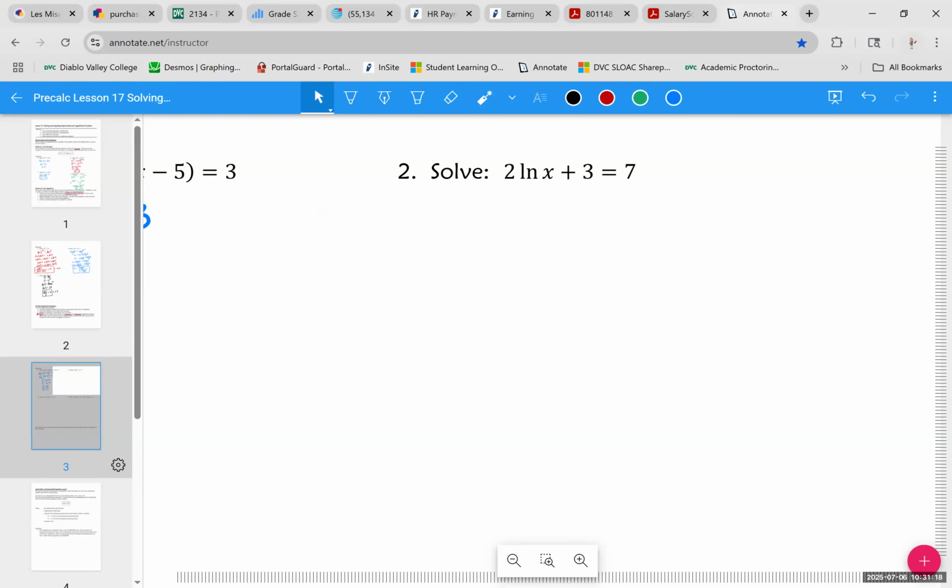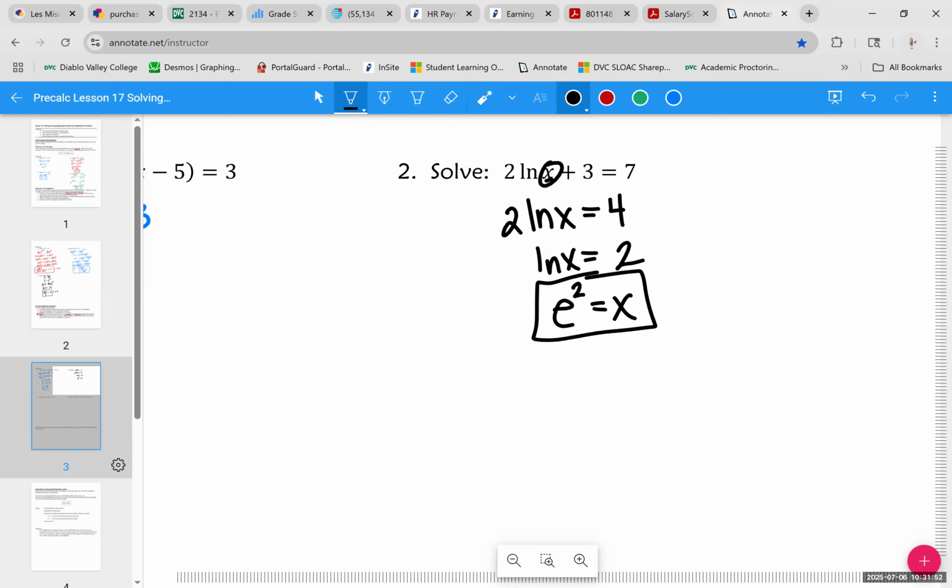Okay, let's try another one. All right, I'm going to isolate the log first. Divide by 2. So ln x equals 2. Now remember, ln is base e. So when I go to convert this, it'll be e squared equals x. And e squared is a positive number, so if I were to plug that into my original, I would definitely have the log of a positive.